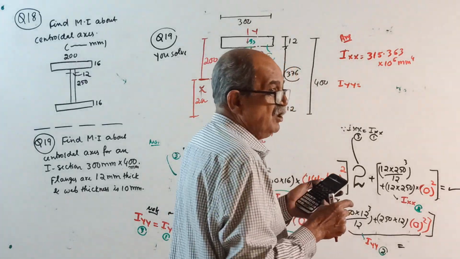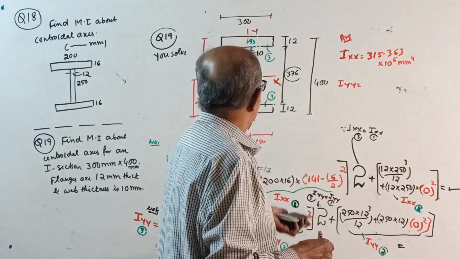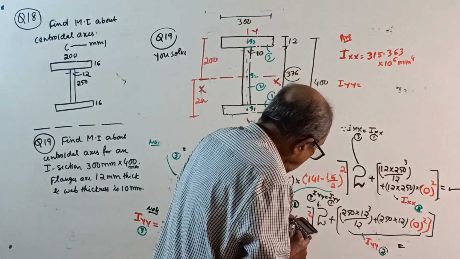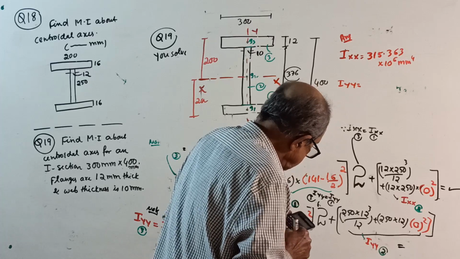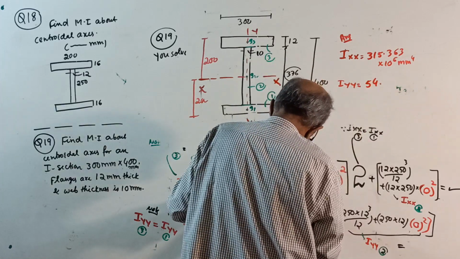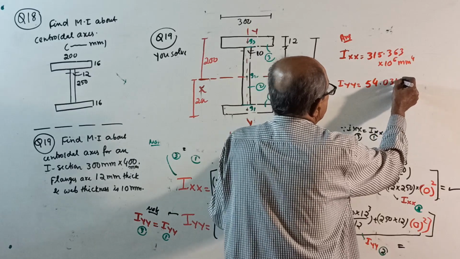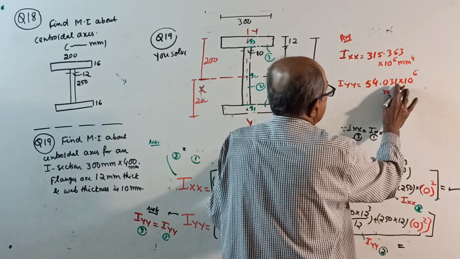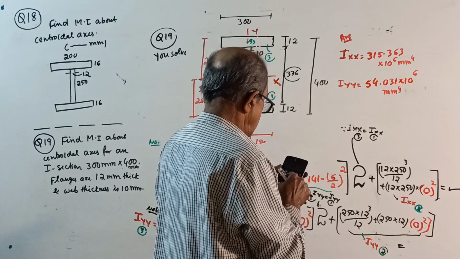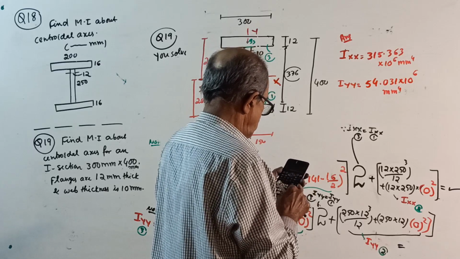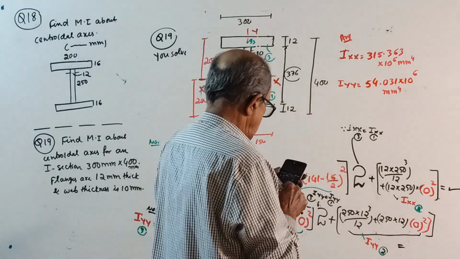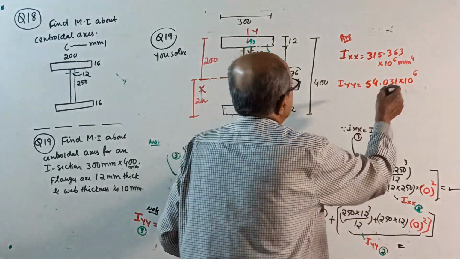I am doing it slowly because my calculator is not in correct order. Otherwise, I can do it in just 15 seconds, but I do not want a wrong answer. 54.031, the next numbers I am not writing, into 10 to the power 6 millimeter power 4. I check once again: 300 cube by 12 plus 376 into 10 cube divided by 12. Yes, correct. Over. Solve this question.